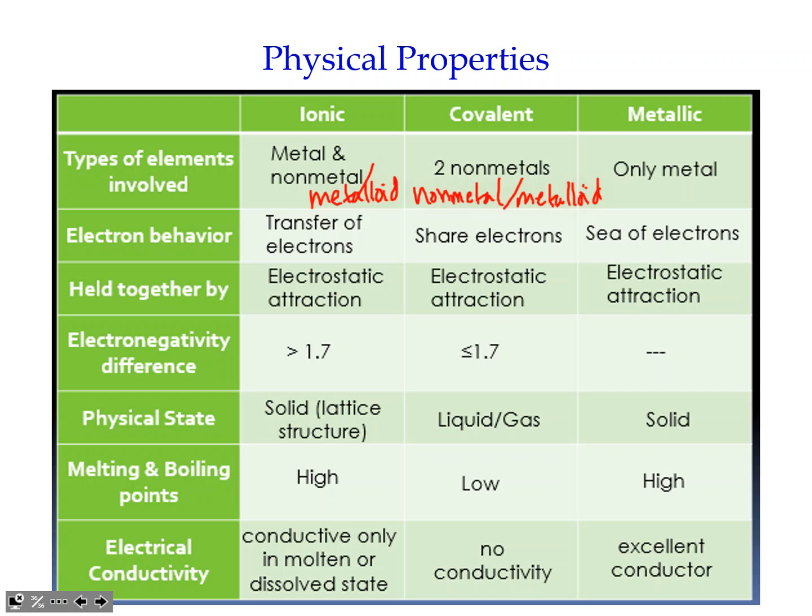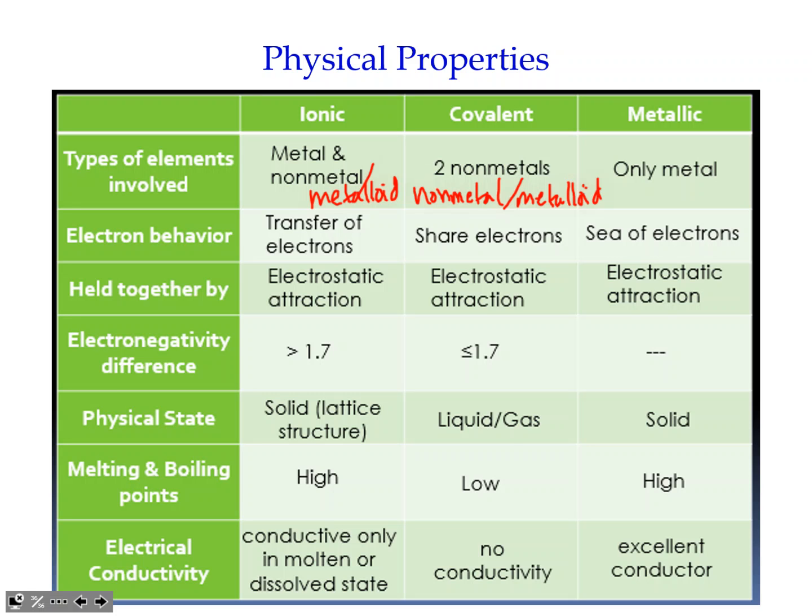Transfer of electrons, sharing electrons, sea of electrons. Transferring of electrons, remember, creates the positive and negative charges, the full charges on the ions. That causes an electrostatic force of attraction, that Coulombic attraction. So the electrostatic attraction is the Coulombic attraction. For the covalent, we're going to look at a little more detail in the next set of notes in 2.2. That one is also a Coulombic attraction.